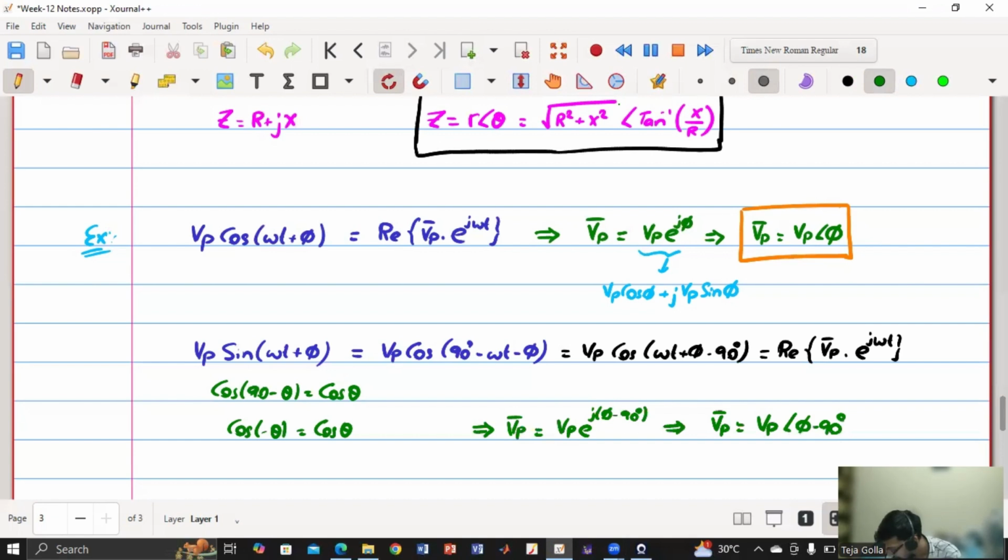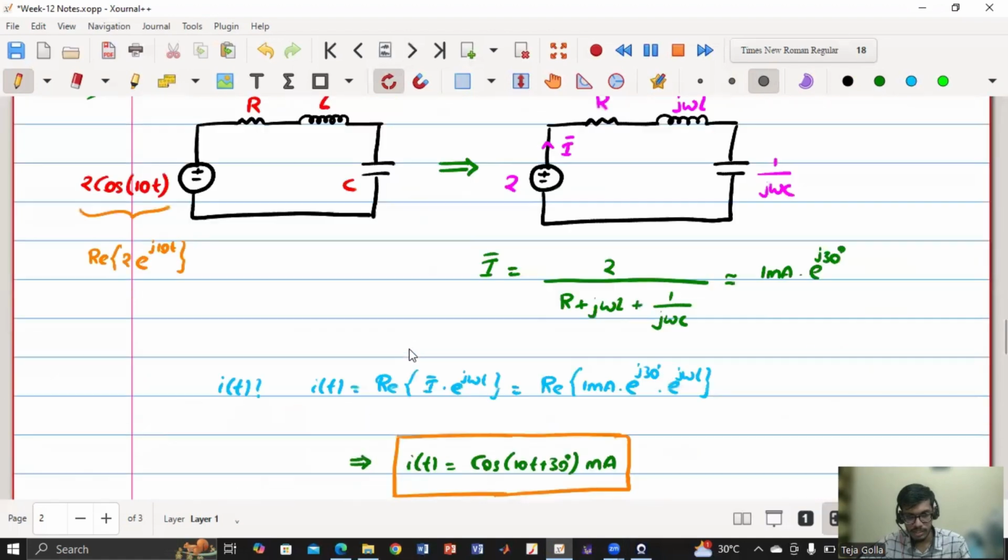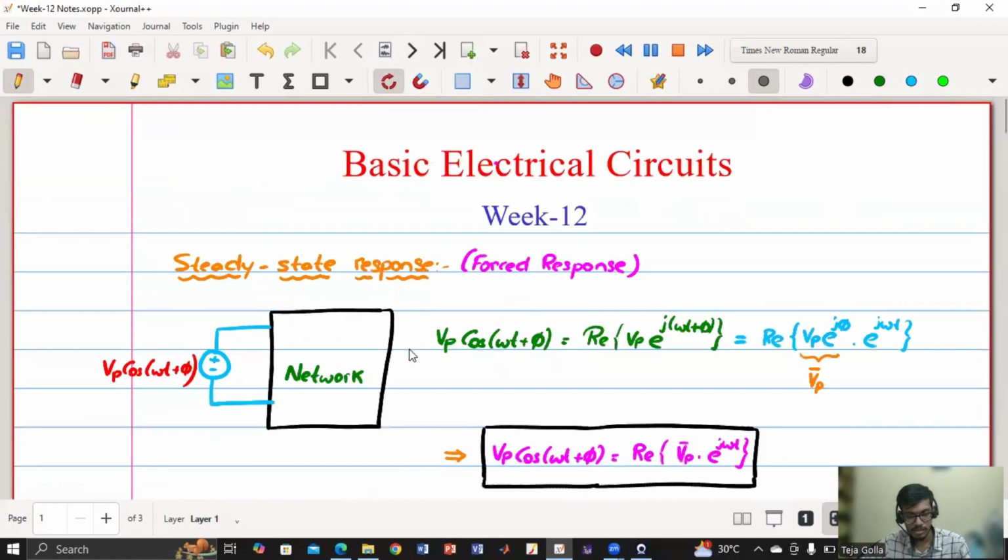So if it is sine, I will get a minus 90 degrees term. Else, if it is cos, it is very straightforward. So now we are going to use all these things to solve the problems for today's session. But let me just summarize what we have discussed in today's discussion.